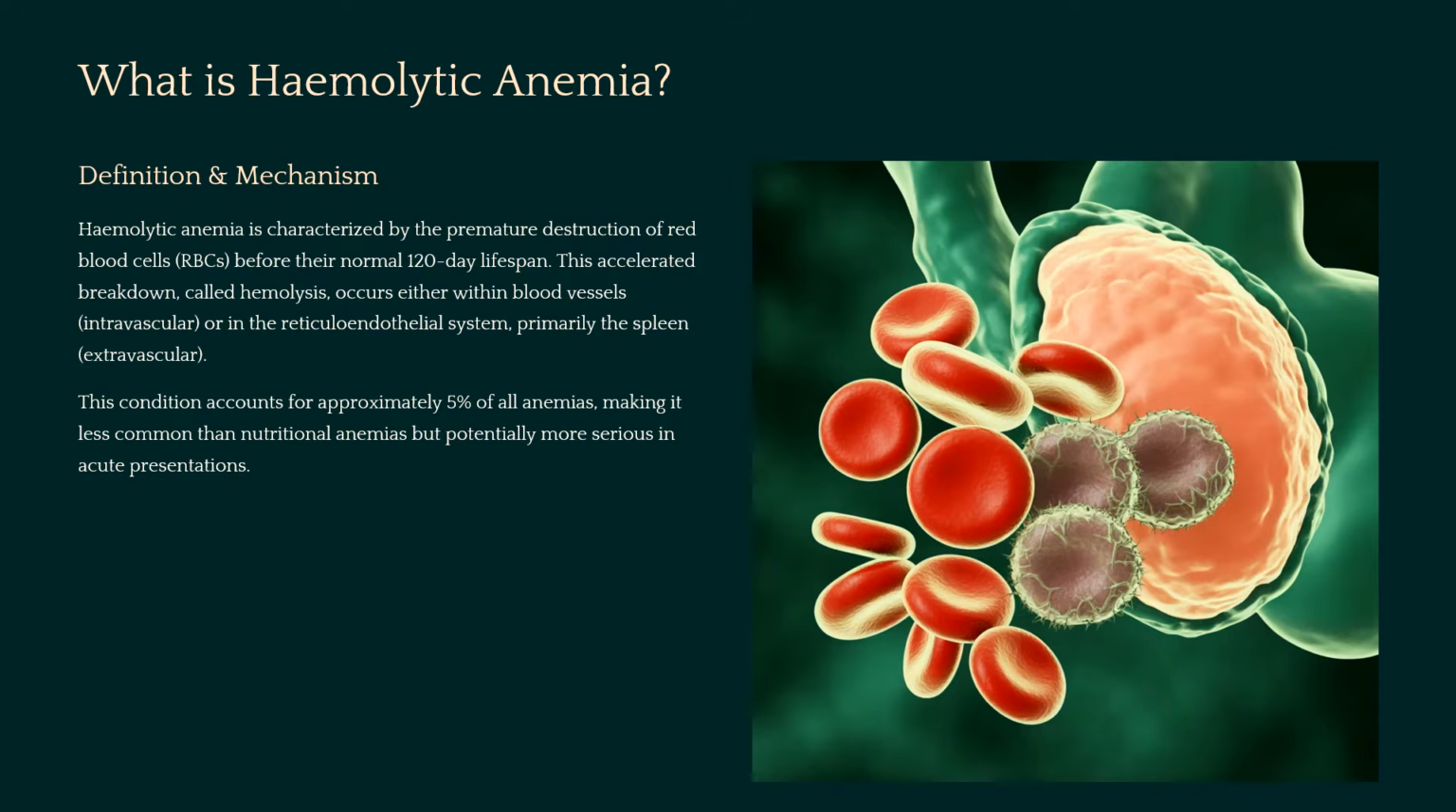So when we are classifying hemolytic anemia, we can say that it can be of two types: intravascular, when it occurs within the blood vessels. That means before 120 days of lifespan, the red blood cells are destroyed within the blood vessel. And number two, when they are destroyed extravascularly, like in the spleen.